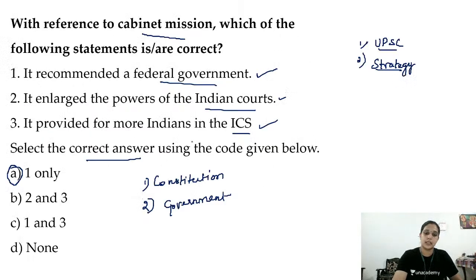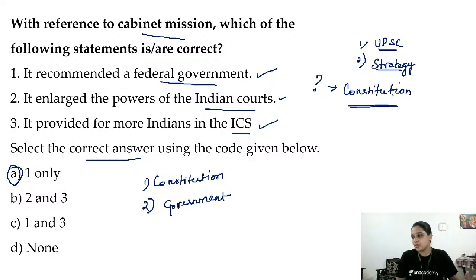Fine. So for the first statement, I'm not using anything else. You need not know much about the cabinet mission, but the main thing is that the ICS, Indian Civil Services, they did not talk about in the cabinet mission. The main work of the cabinet mission was what kind of government we are going to form and what kind of constitution we should be forming. That was the major aim of the cabinet mission. So using this, I'm eliminating two options and coming to the answer one only.